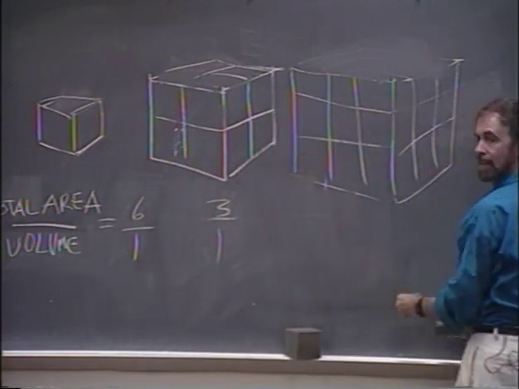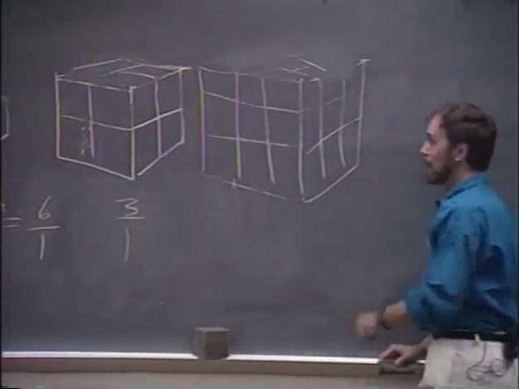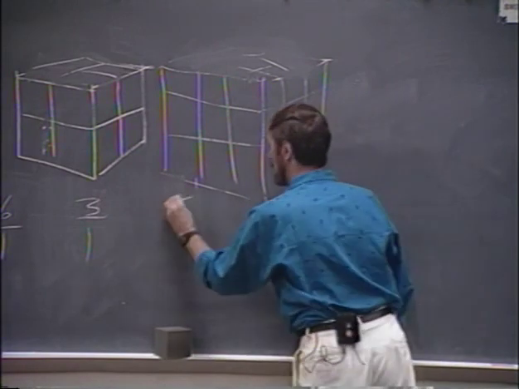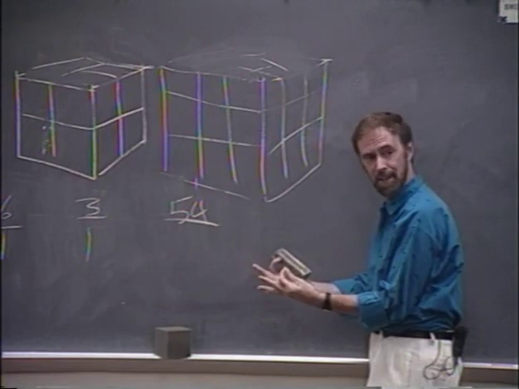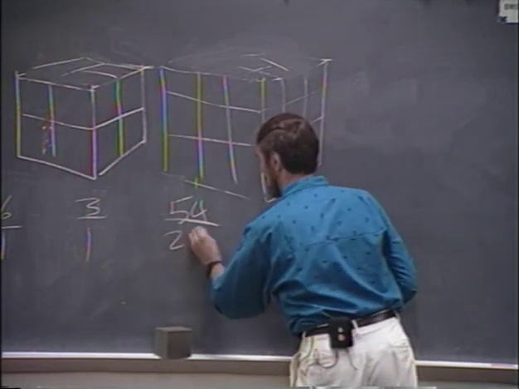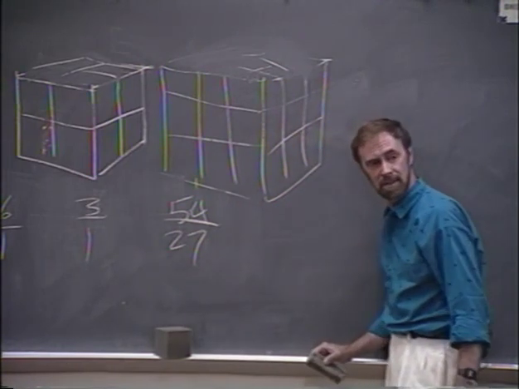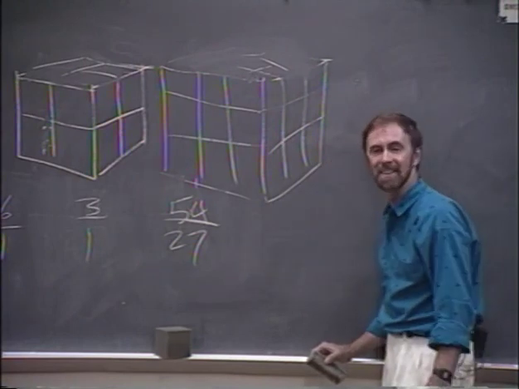What happens over here? What's my total area for a 3 by 3 by 3? 54. Every one side is 9. 9 sixes, 54. 54 total area. What's my unit volume? 27. 27 into 54? 2 over 1. Calculator? I've already looked it up. Let me tell you. It's 2 to 1. Okay?